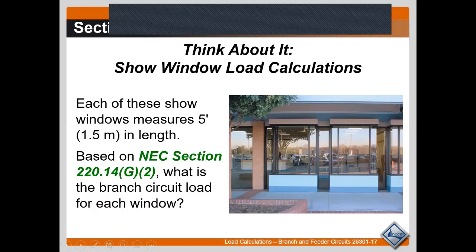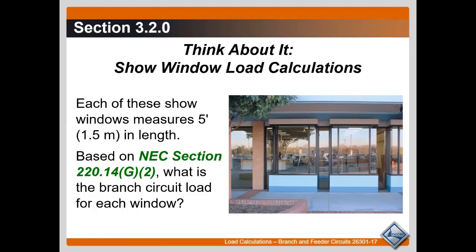So in these windows, it says each of these show windows measures 5 feet in length. Based on NEC 220.14(G)(2), what is the branch circuit load for each window? Okay, it's typically 180 watts per outlet or 200 per lineal foot. So what is the branch circuit load?